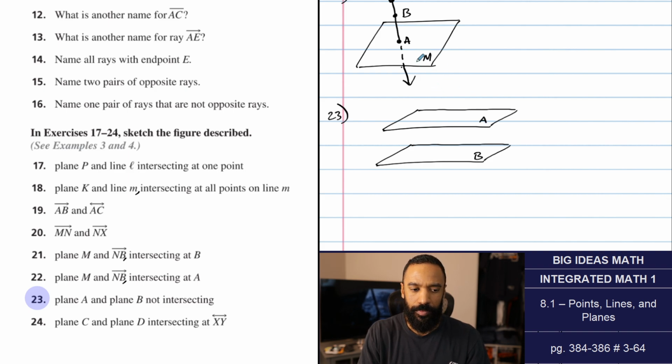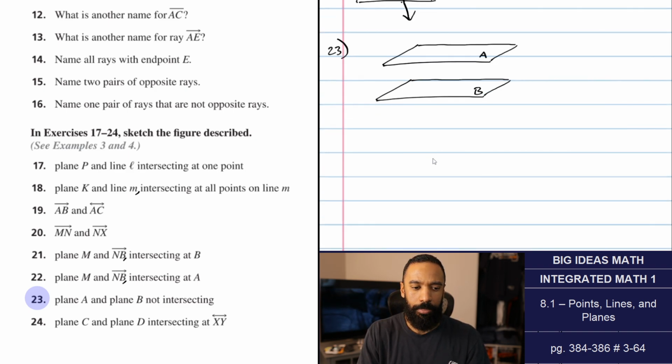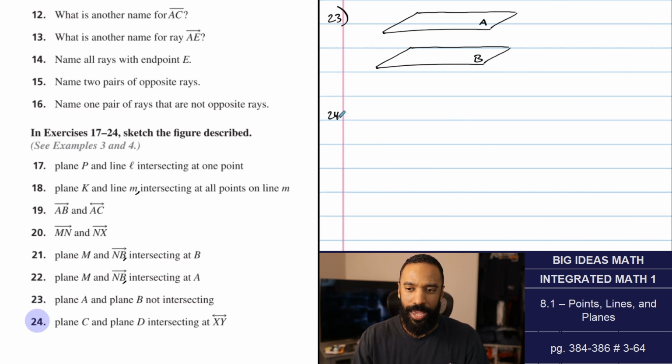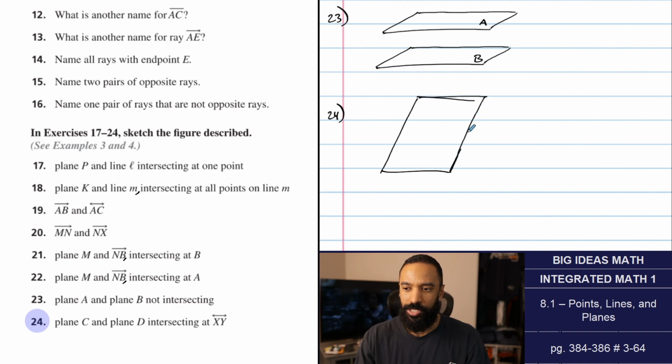Boom. Number 24 says draw planes C and D intersecting at line XY. This is one where you can draw them how you'd like as long as it looks like they're going to intersect in some way. Now, this is one where I want to give it that good 3D look as well, so you have to pardon me as I do some of this. I'm going to draw a plane that kind of looks like this. It's kind of like a ramp piece. And then another one's kind of coming out of it. I'm going to have to do some dashed line stuff here in a bit.